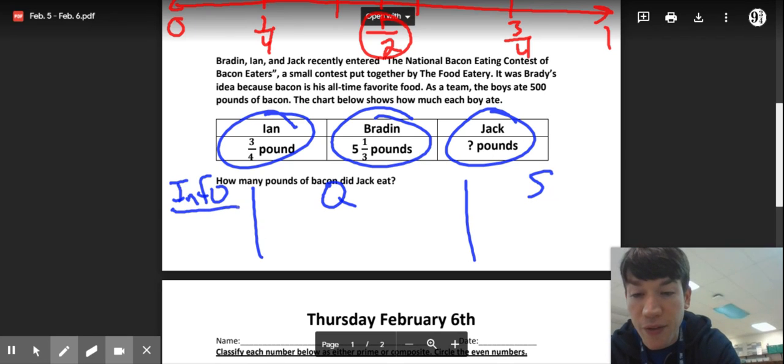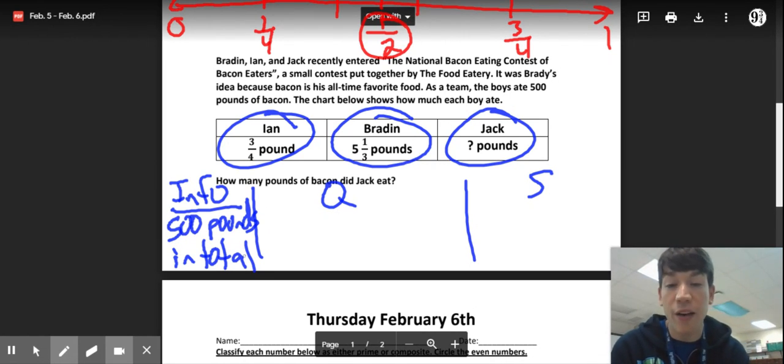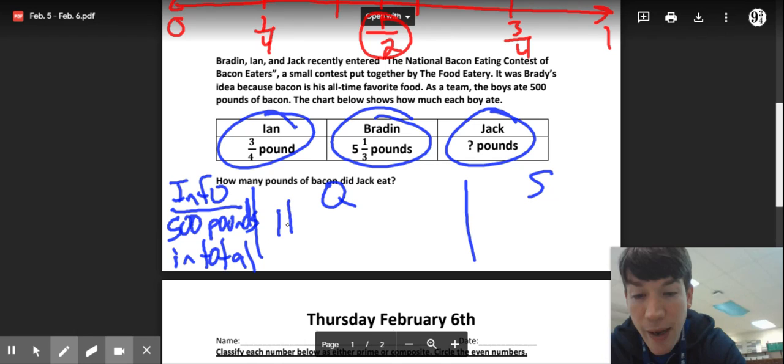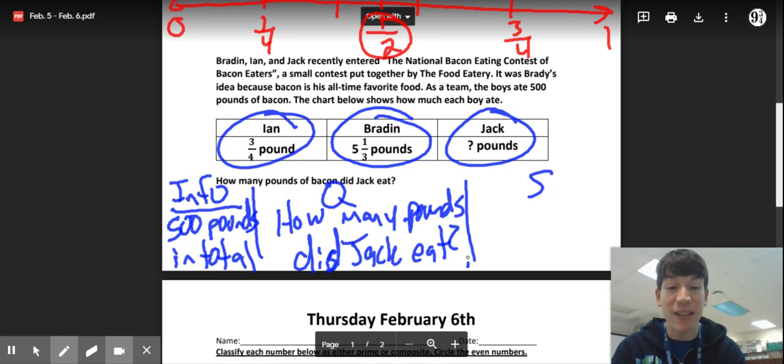But we know, and I'm going to write this down here, that there were 500 pounds in total. So I know that Ian ate 3/4 of a pound, Braden ate 5 1/3, and in total, they all ate 500 together. So the question is, how many pounds did Jack eat? He's kind of the missing link here, because we know 2 out of the 3, and we know altogether they ate 500, but we don't know Jack by himself.